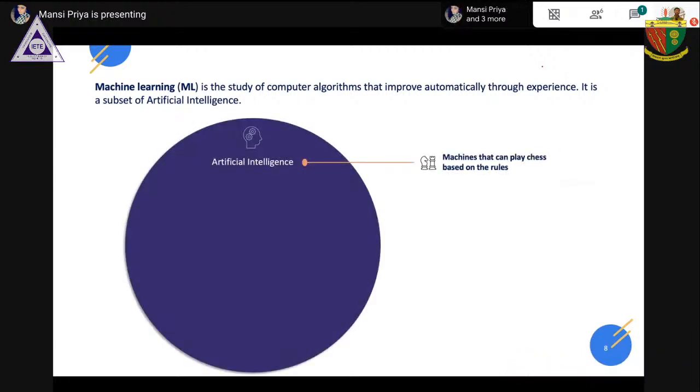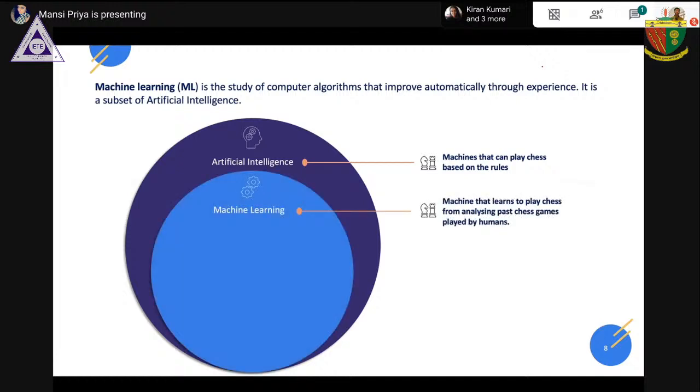Imagine this circle as artificial intelligence. So if a machine can play chess based upon the rules on how to move the different pieces on the board, just following those rules, then that is known as artificial intelligence. Then this is the subset, machine learning, of artificial intelligence. In this system, if a machine learns to play chess from analyzing past chess games that have been played by humans, then it is termed as machine learning.